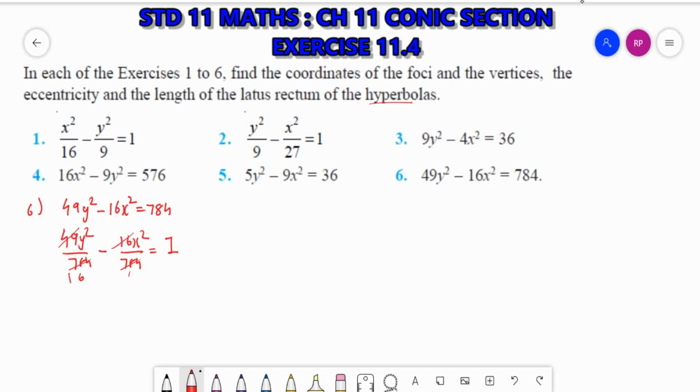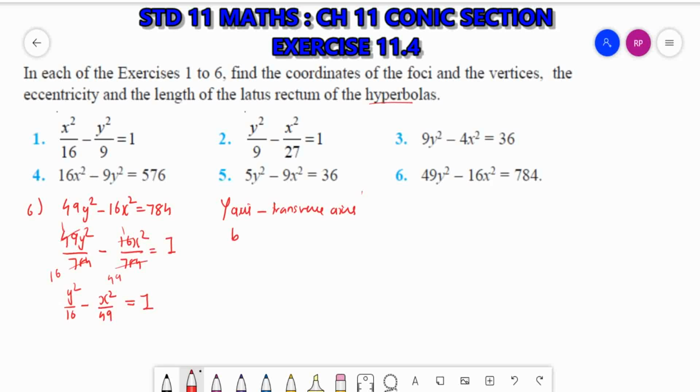Similarly, 16 49s are 784. So it's y square by 16 minus x square by 49 equal to 1. Now see, it's not x square by a square minus y square by b square. It's y square by b square minus x square by a square. So y-axis is the transverse axis.